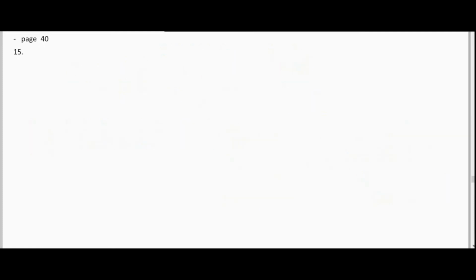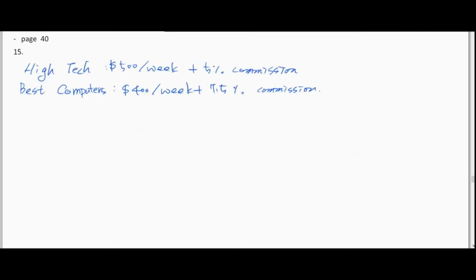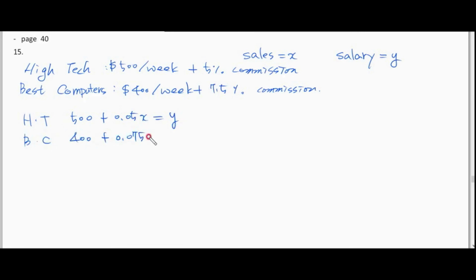Nicole has been offered a single job at High Tech and Best Computers. Which offer should Nicole accept? For High Tech, they have a basic salary of $500 per week and 5% commission. And for Best Computers, they have $400 per week plus 7.5% commission. So I'll put sales as X and salary as Y. For High Tech, 500 plus 0.05x equals Y. And for Best Computers, 400 plus 0.075x equals Y.